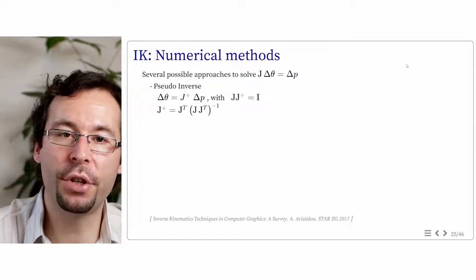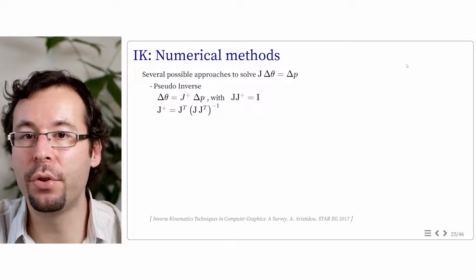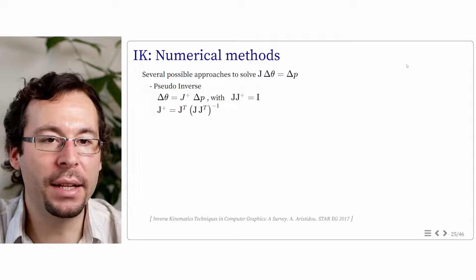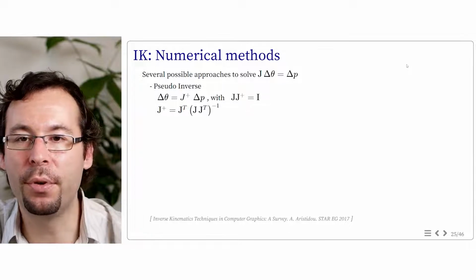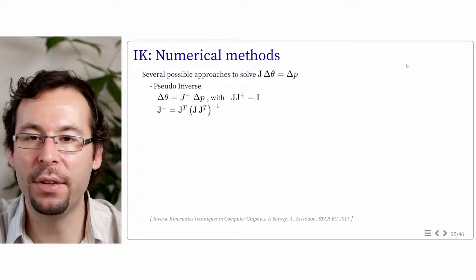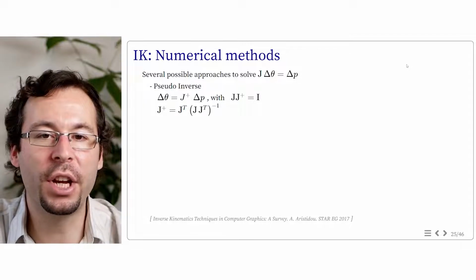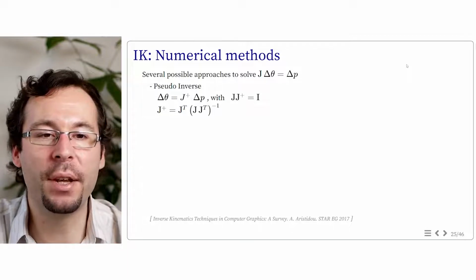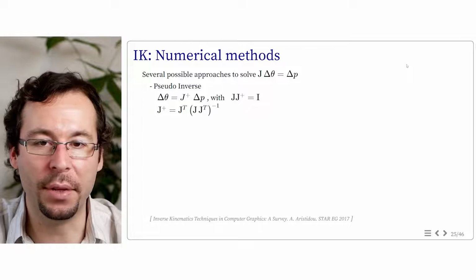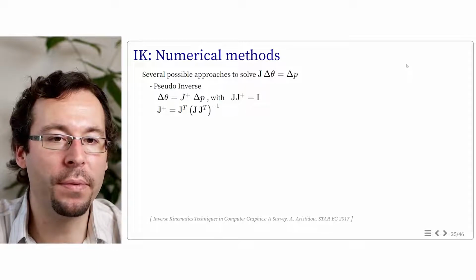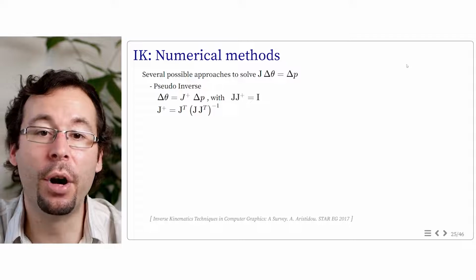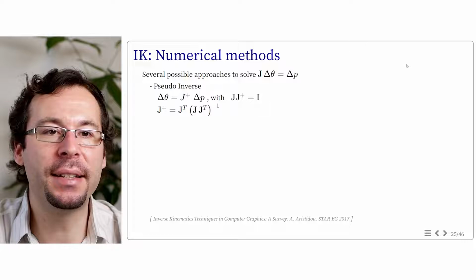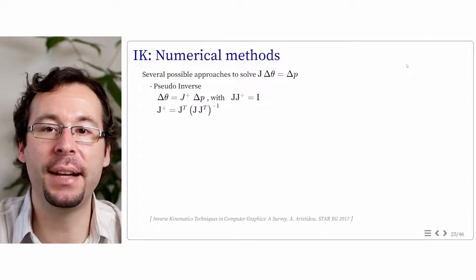To find a numerical solution, one can use in such a case the pseudo-inverse of the Jacobian matrix. So the pseudo-inverse is called J+, and is given by J transpose times the inverse of J times J transpose. By construction, J times J transpose is a square matrix, and J times J plus is equal to identity. So J plus can play the role of some kind of inverse matrix in a more general sense for non-square matrices. And in this case, we can write that delta theta is equal to J plus times delta p.